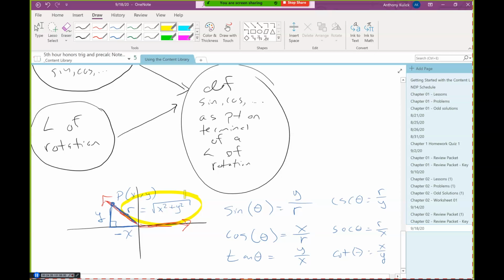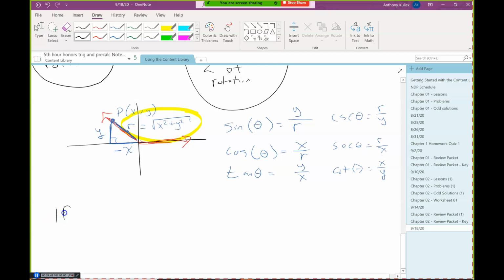So it's nice that we have the freedom to choose P to be any point, but we can make life a little bit easier for us if we fix the radius, or the distance between P and the origin, every time. So if we fix the length of r to be 1, what's going to happen?